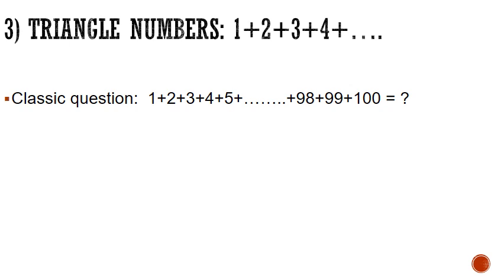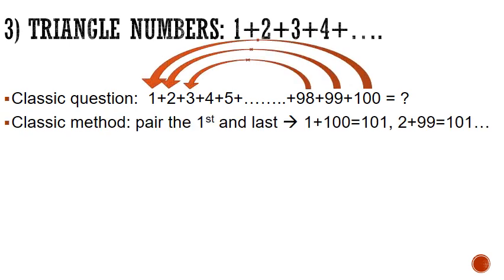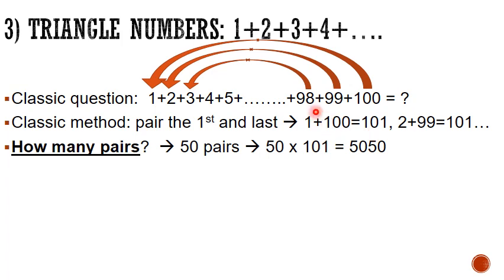So how do we solve this classic question first? Some of you might have solved this in previous years. The classic method is to pair the first and the last number together. For example, 1 and 100, I pair them together. 2 and 99, I pair them together. So each pair will have the sum of 101. Then how many pairs will there be? 100 divided by 2, I will get 50 pairs. Each pair is 101, so 50 pairs, the answer will be 5050.